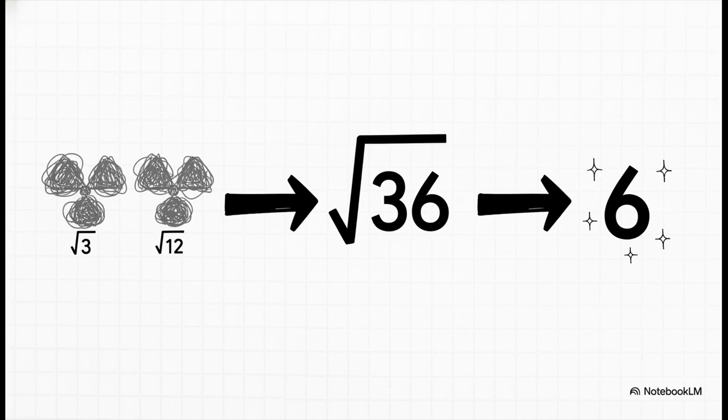The square root of 3 and the square root of 12. I mean, on their own, they're kind of messy, right? But using our new rule, we just do 3 times 12, which is 36. And what's the square root of 36? It's 6. A nice, clean whole number. So satisfying.